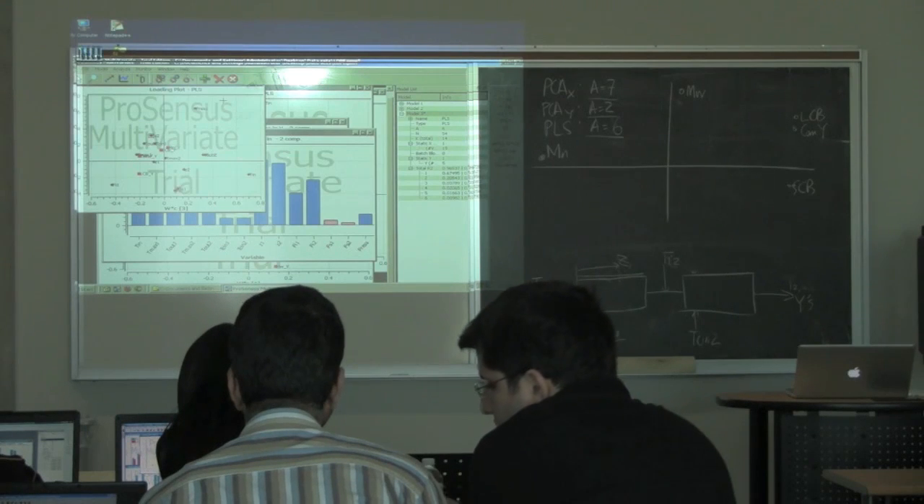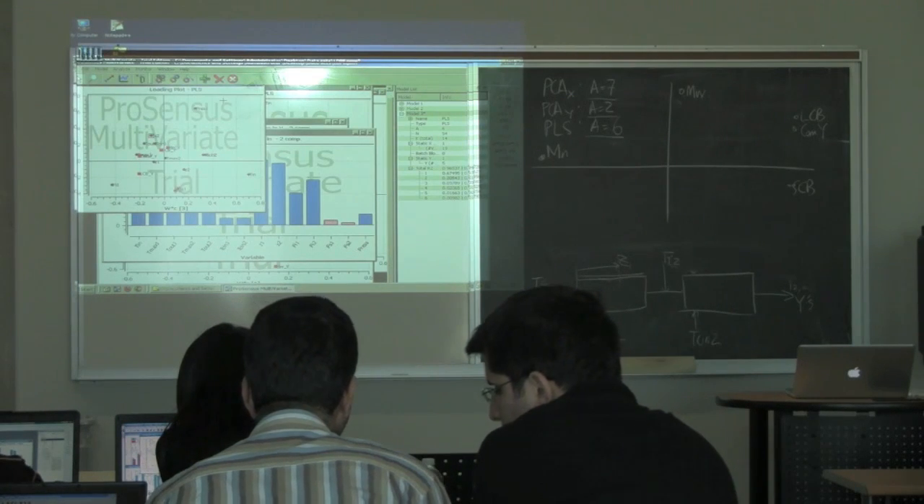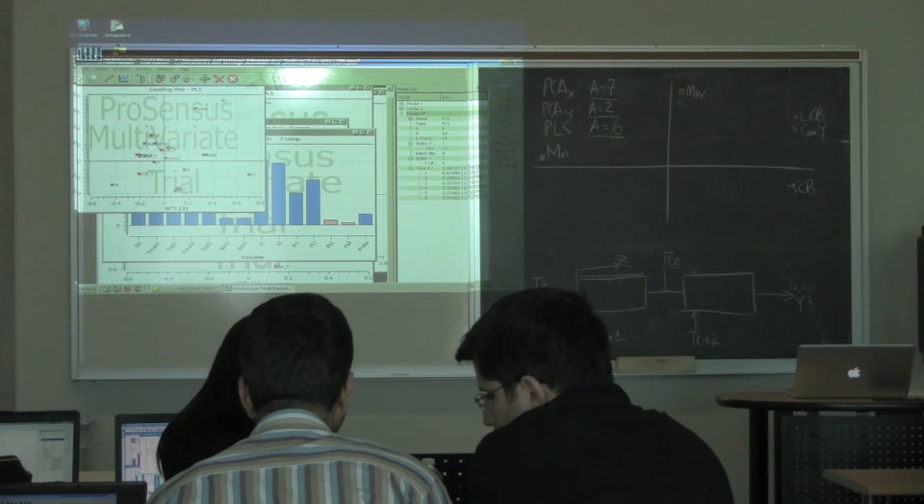The first two components, remember, are explaining a lot of the Y space variability. And then the third, fourth, fifth, and sixth components are starting to explain more and more of the X space.